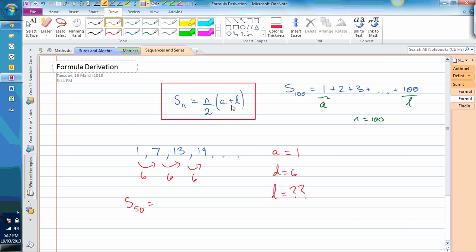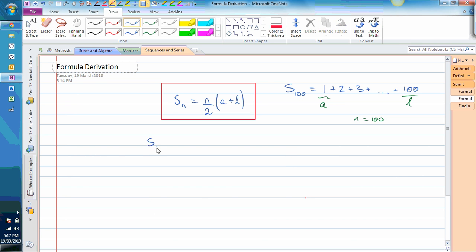So what we want to do is rearrange this formula so that instead of having an L here, we can deal with the situations where we have an A and a D. So we want to replace this L with something in terms of A and D so that we can calculate in this kind of situation. To do that, I'm going to do a little bit of a substitution and a tiny bit of algebra.